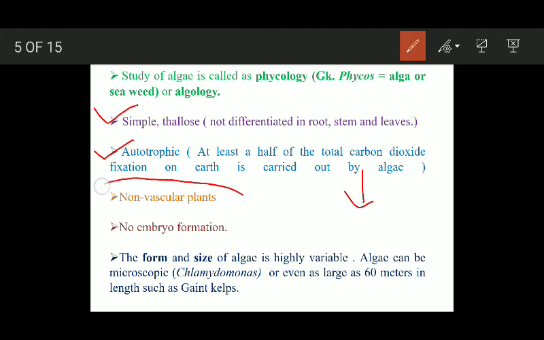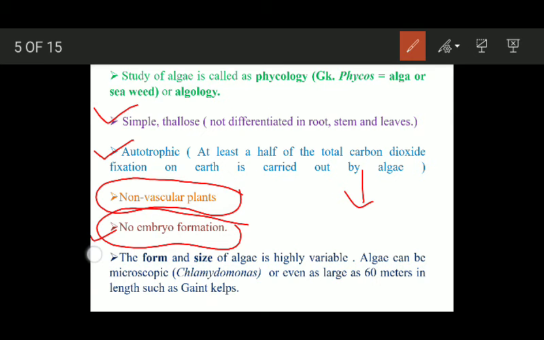They are non-vascular plants, and these algae do not show any embryo formation. They are non-embryophytes. This is very much important. They are non-vascular and non-embryophytes.